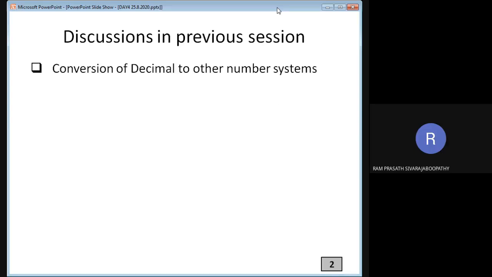So before getting into today's topic, we will discuss what we discussed in the previous class. Okay, so we have discussed the conversion of decimal to other number systems. Can you type it in the chat box? What is the method we have used for converting decimal to other numbers? Kindly type it in the chat box.